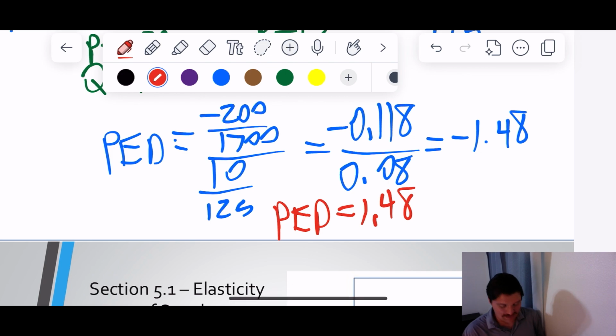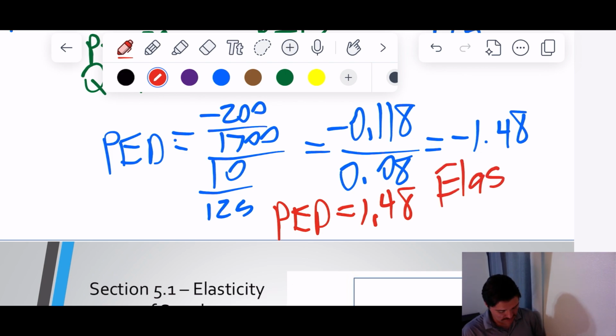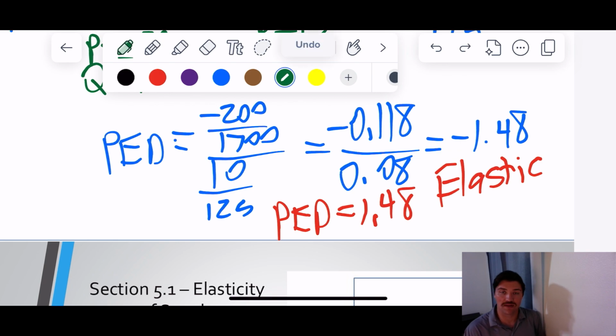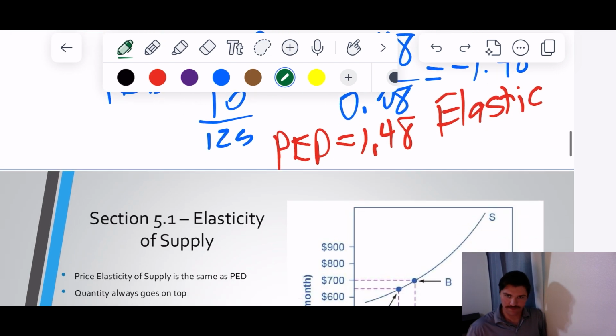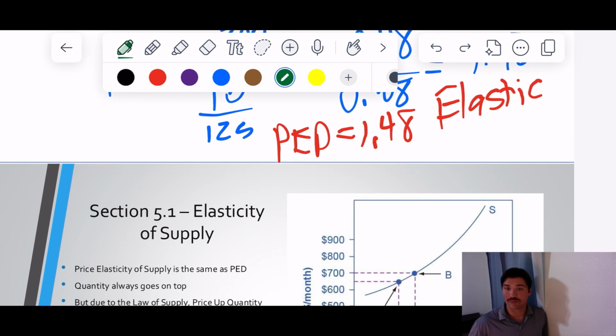And because this is greater than 1, it is elastic. Do not let this negative number fool you and think it's less than 1. Remember, PED is always negative, so think positive. Alrighty, so that's how you do the midpoint method. All you do is new minus old, but divided by the average. Okay, the next one we're going to talk about is price elasticity of supply.